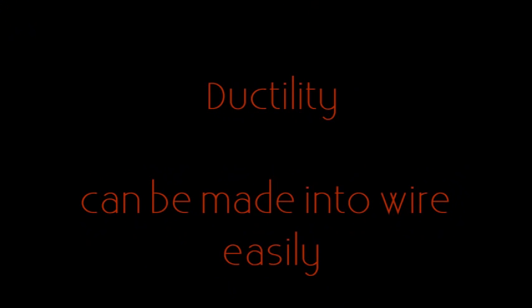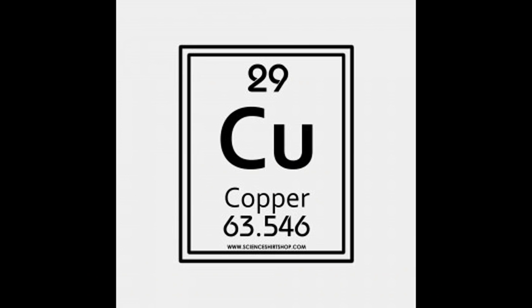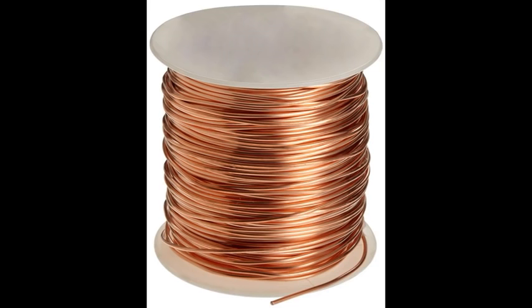Related to conductivity is another property of metals called ductility. When a material is ductile, it can be made into wire easily. Metals are ductile. Copper is a metal that is also very ductile. That's why it can be made into wire so easily.